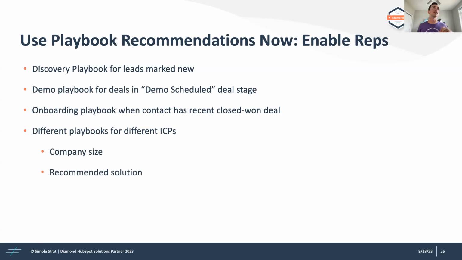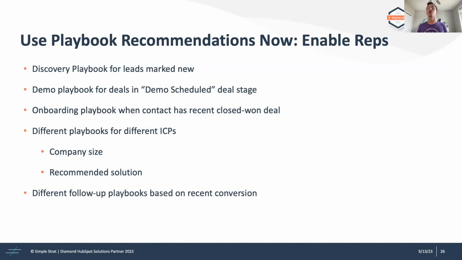We can have different playbooks for different ICPs. So maybe we've got company size, employee size, less than 1,000. We want to show a playbook for the messages you should be talking about in that meeting. If they're more than 1,000, we should show them that one. Maybe we've got different recommended solutions, and different playbooks for how we talk about those solutions.